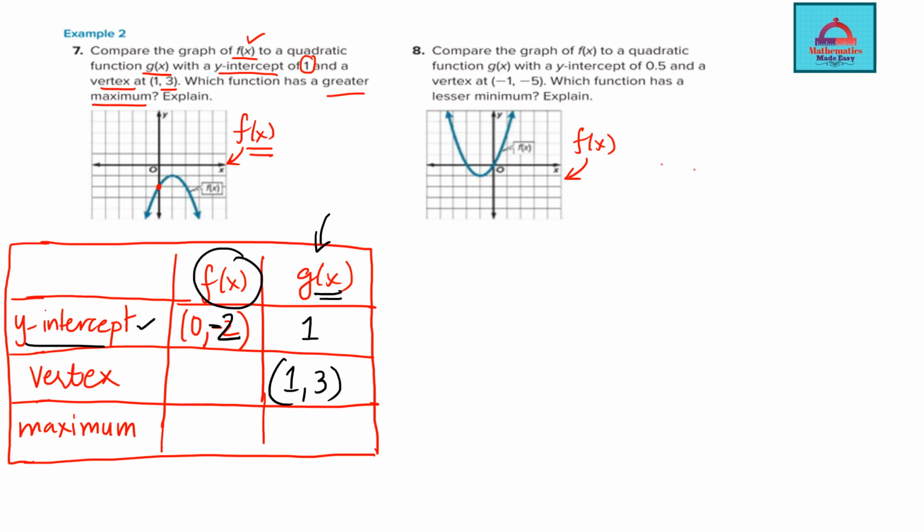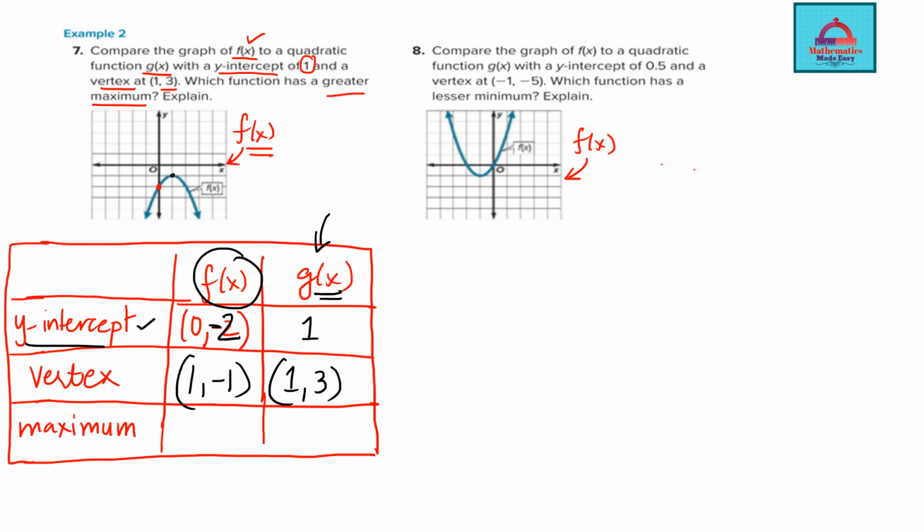Let's compare the vertex. Vertex is the point from where the graph starts. So it is this point. And these graphs are parabolas. If you see, they are U-shaped graphs because all your quadratic functions have a U shape. So this is a downward parabola, a downward U-shaped graph. And if you see the coordinates of the vertex, this is the point from where it is starting. So x is 1, y is -1. So you can write the vertex. Now it's very easy to compare which function has the greater maximum.